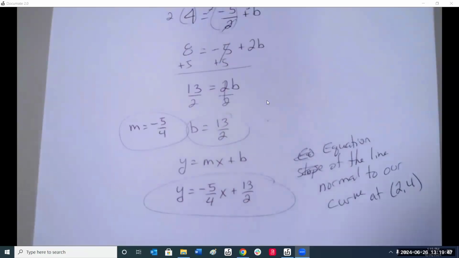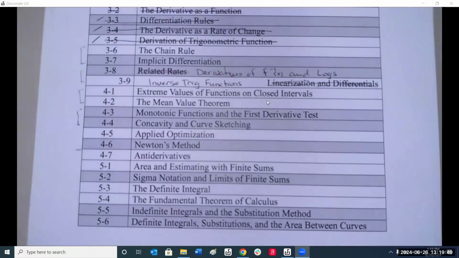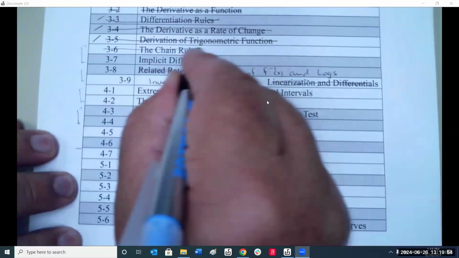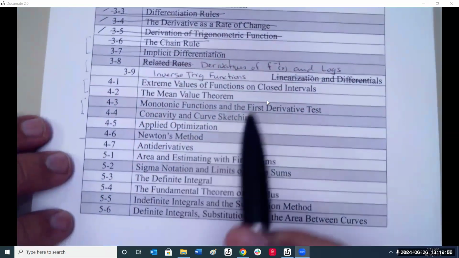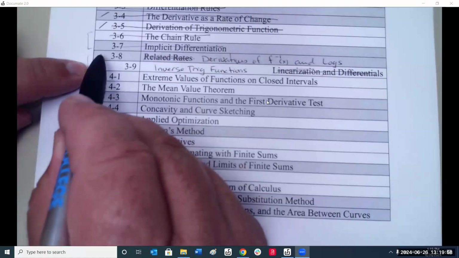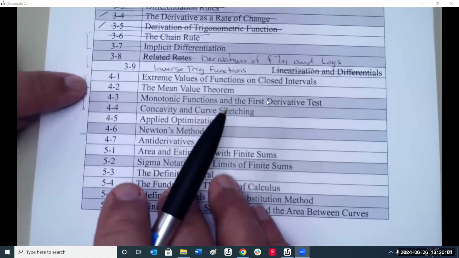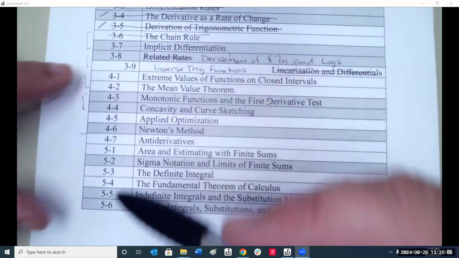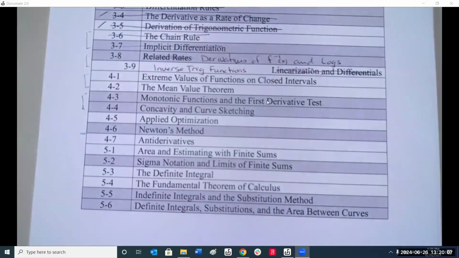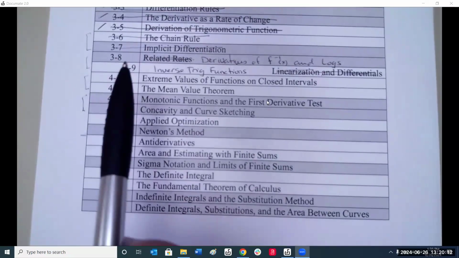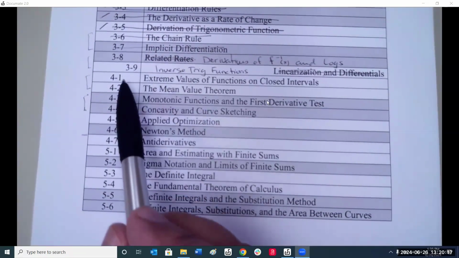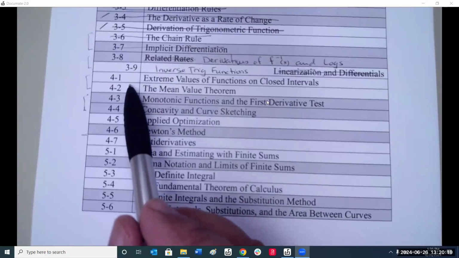This is all we have left. We just did chain rule and implicit differentiation. Now we have inverse functions. We'll do those tomorrow. And then we have these 13 sections, chapter 4 and chapter 5. So what I'm looking at is we'll finish chapter 3, we'll finish those tomorrow. On Friday, we'll start these.